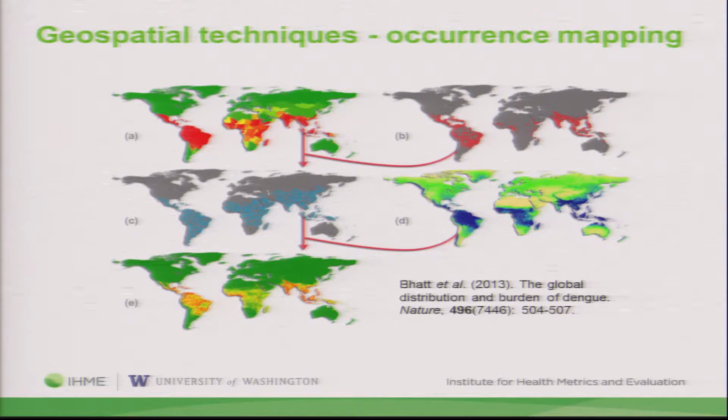So this is points on the Earth that we have a lat long and a time associated with, and a diagnostic for a particular disease. These are our occurrence points, and I'll use that term a lot.